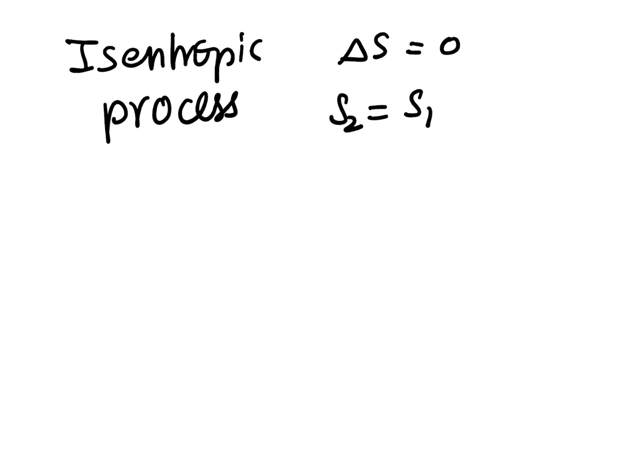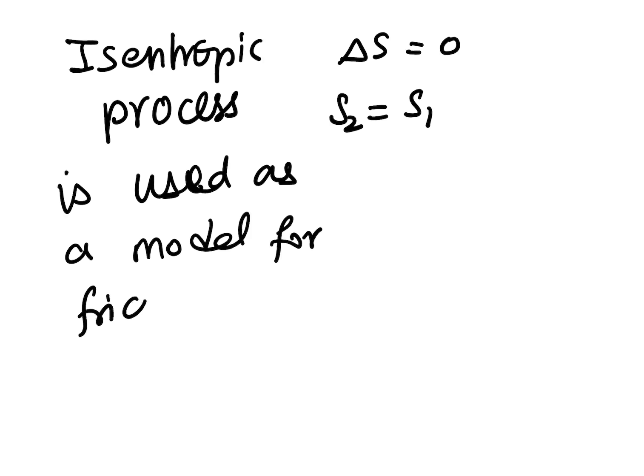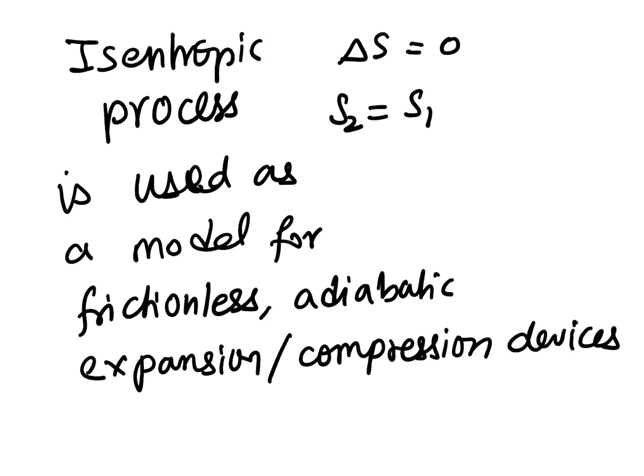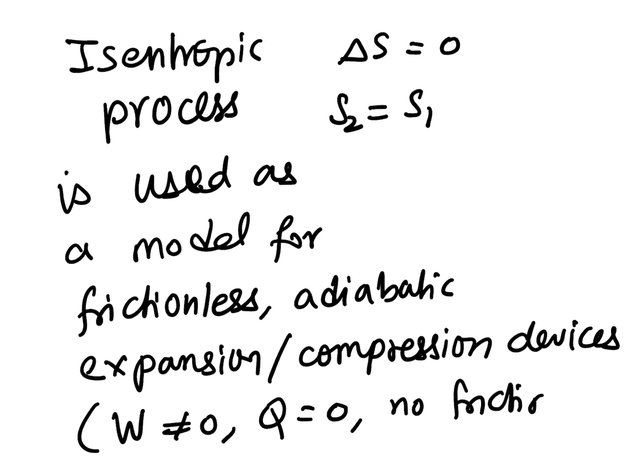An isentropic process, delta S equals 0 or S2 equals S1, is usually used as a model for frictionless adiabatic expansion or compression devices, those in which the work is non-zero but the heat is 0 and there is no friction or minimal friction. Okay, it's a model. An isentropic process is a model for work input or output devices in which the heat transfer is minimal and frictional effects are also minimal.